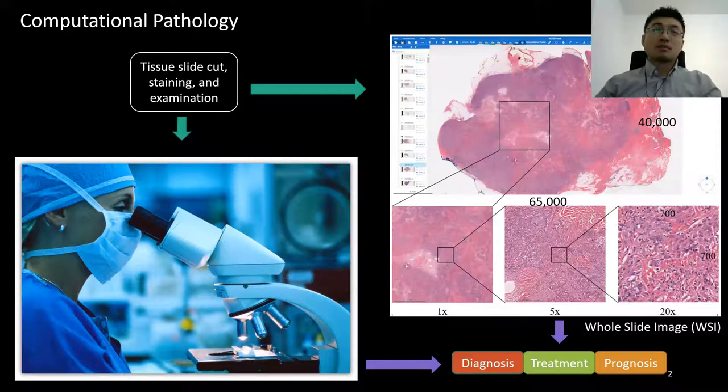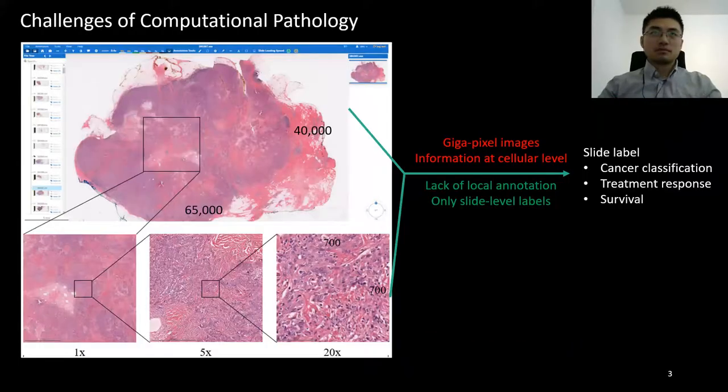So pathologists will examine the tissue slides of cancer patients on a microscope and make diagnosis based on it. These tissue slides will also be scanned and stored as very high resolution images, as this example here has 65,000 by 40,000 pixels. And the task of computational pathology is basically mapping from these histology slide images to patient outcome. Patient outcome ranges from diagnosis towards prognosis, which is the patient's survival, as well as the response to various treatment.